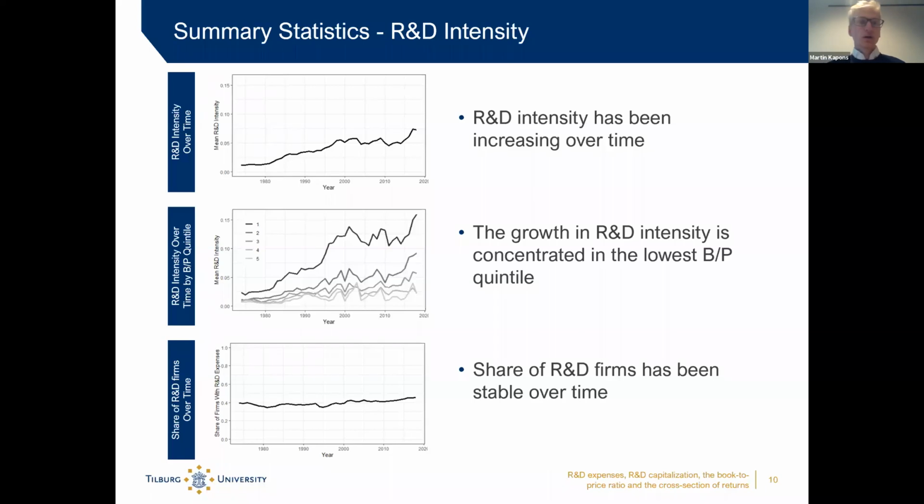Also, to give you a sense of how R&D intensity, that is R&D to assets, has been developing over time, which has also been documented by prior literature. R&D intensity has been increasing over time. And actually for the entire cross-section of firms, when we construct book-to-price quintiles for each year, the growth in R&D intensity is concentrated in the lowest book-to-price quintile, consistent with these firms having lower book-to-price ratios than those firms that do not have R&D activities.